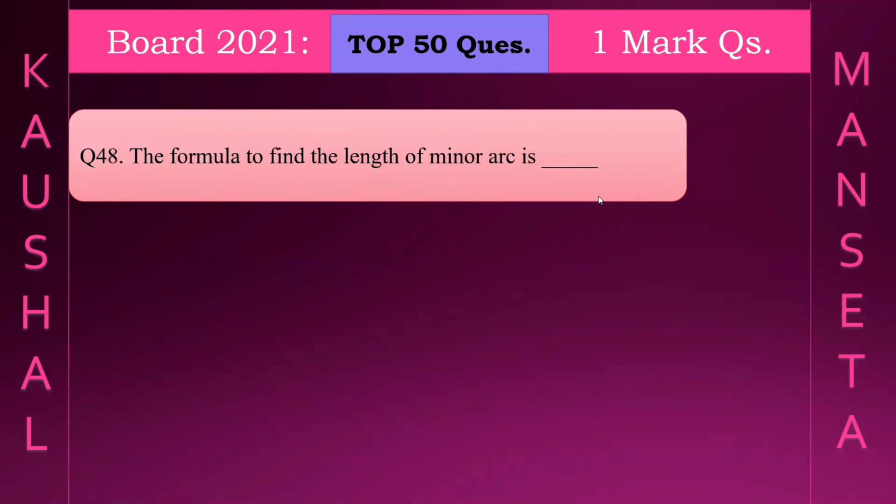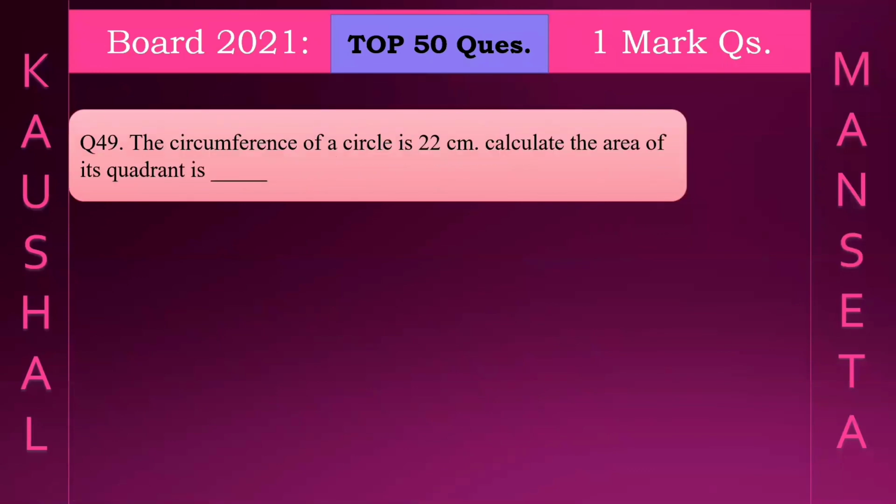Okay, so next, question 48. The formula to find the length of a minor arc. Here we have to find the minor arc, which is given by pi r theta upon 180, and it is denoted by L. The length of the minor arc is pi r theta upon 180. Whenever we have to find the area, we can multiply by r by 2, so we get pi r square theta by 360.